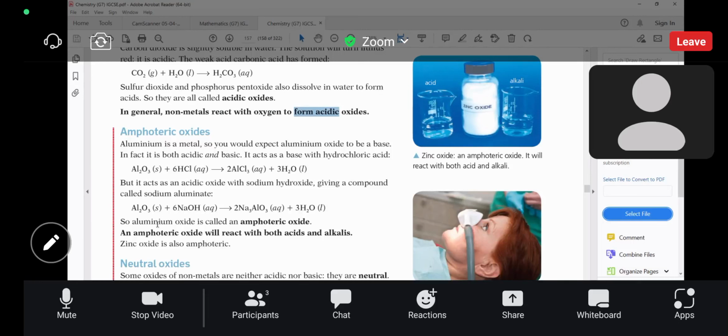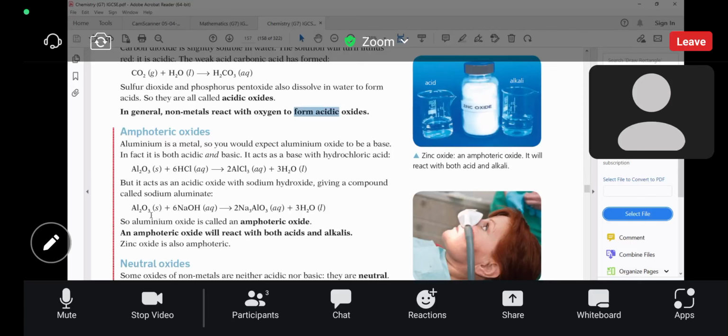Sir, for the voltage, I think there's no way to differentiate. So Al2O3 solid plus NaOH produces sodium aluminate aqueous. Along with the aqueous, this is liquid. So when you write the chemical equation, it is very necessary to mention the physical state.